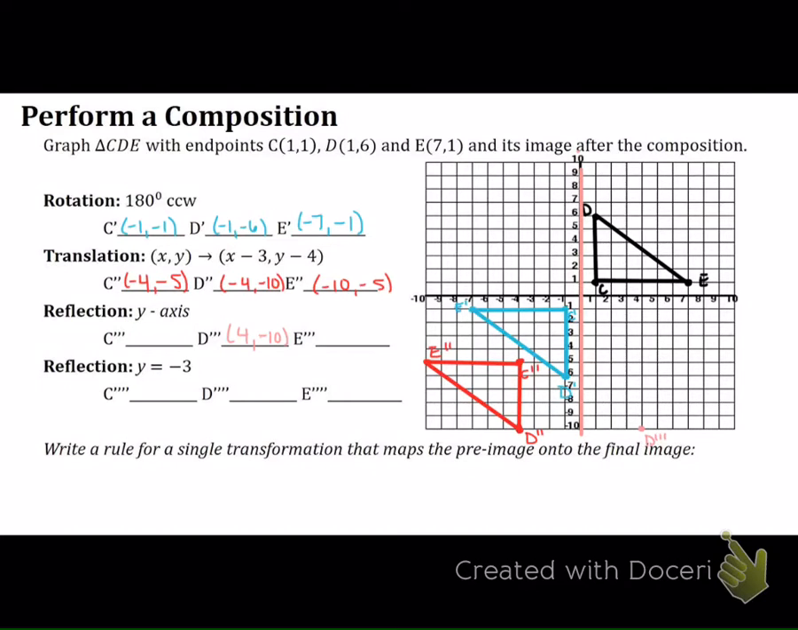Gabe, how about now C? Where would C end up? 4, -5. Iku, how about E?